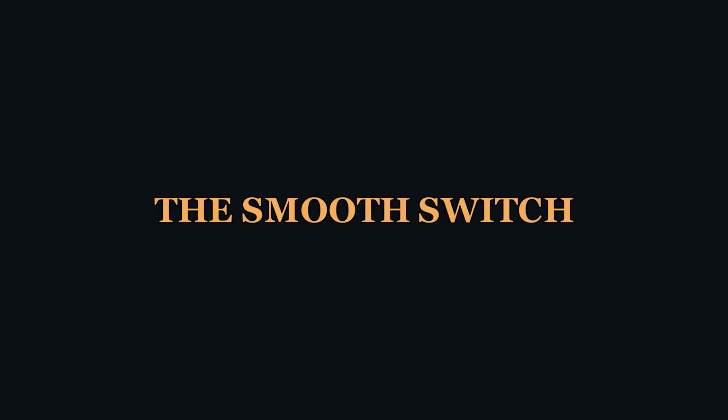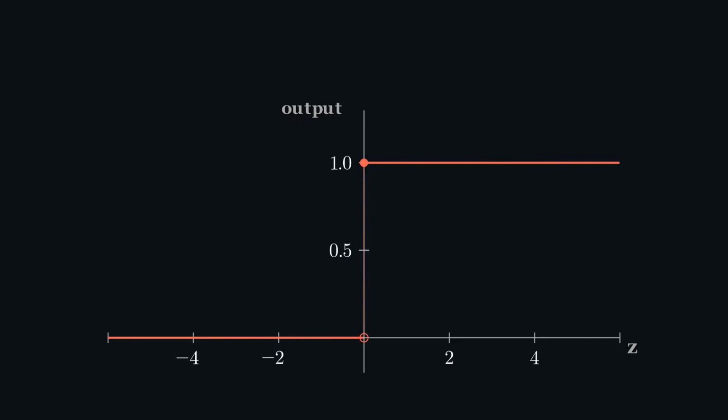The simplest decision an AI can make is yes or no. You might think of a step function, 0 below the threshold, 1 above. But there's a fatal flaw. At the threshold, the function jumps. It has no derivative, and without a derivative, backpropagation cannot flow.